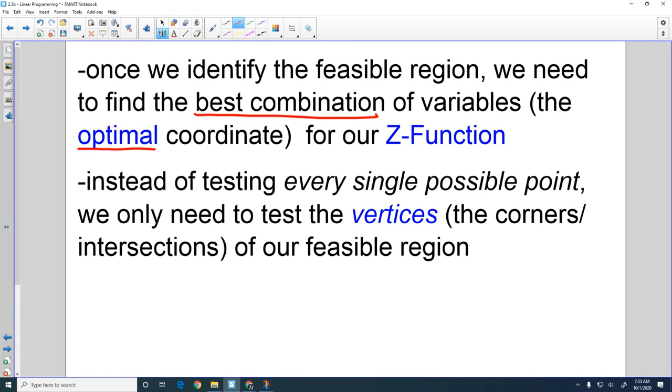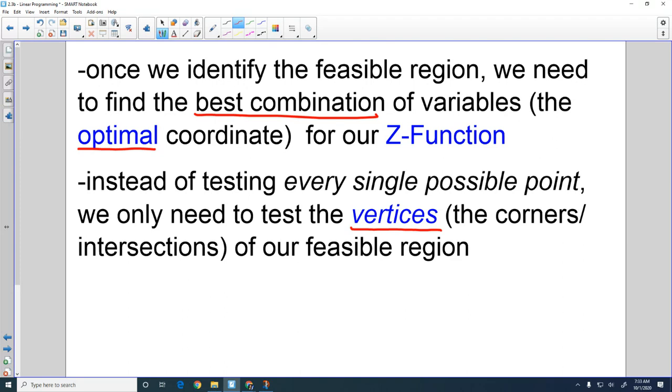Now, in that feasible region, we often have a bunch of points, don't we? Like in that shaded region, there's a whole bunch of different X's and Y's in there. Now, we're not going to test every single point. Instead, it turns out that for these Z functions, the best combination, the optimal solution, either the biggest number or the smallest number, is always going to come from one of the vertices of the feasible region.